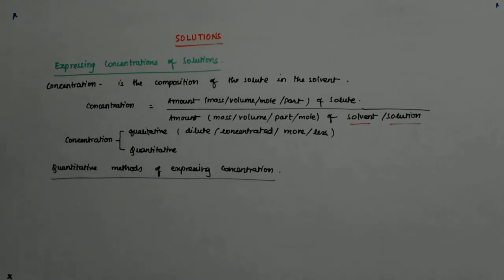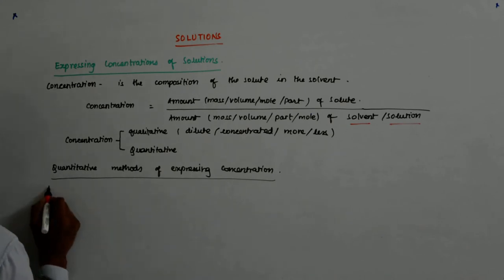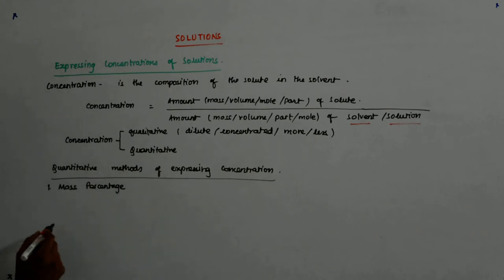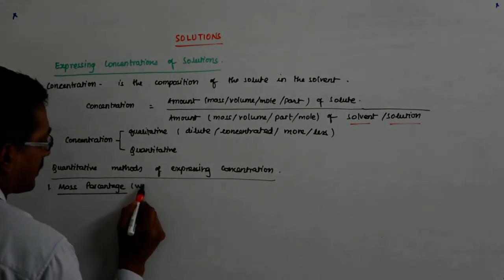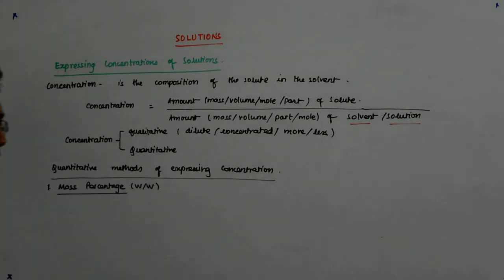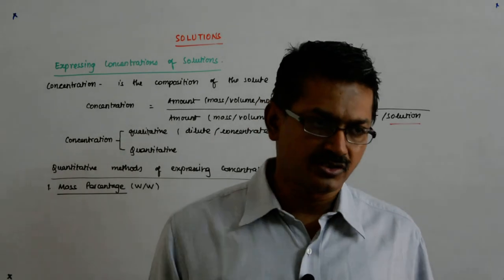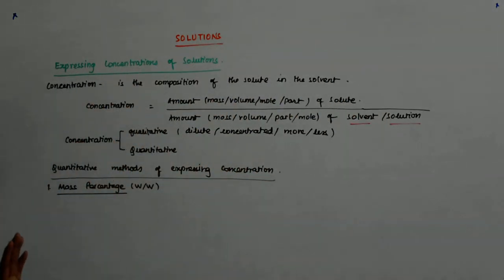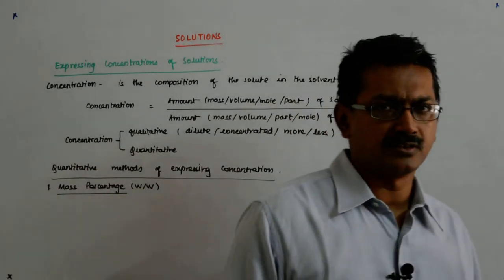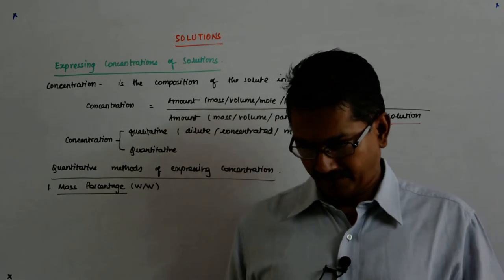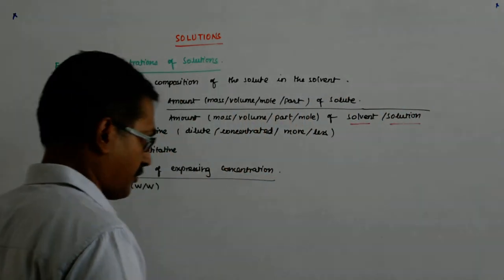The first thing that we come across is mass percentage, and we call it weight by weight. We do not call it mass by mass, we call it weight upon weight. Why? Because mass into g is our weight. You must have heard this mass and weight. What's your mass? We say 60 kg weight. That's also a term.